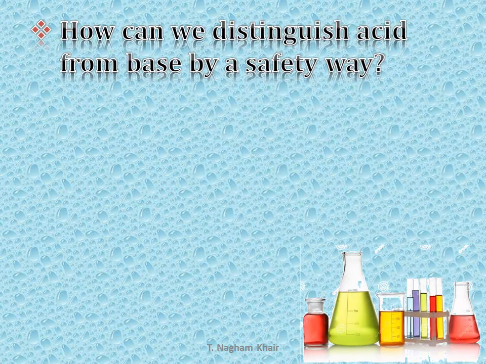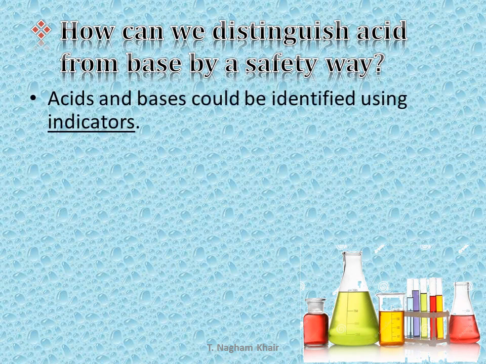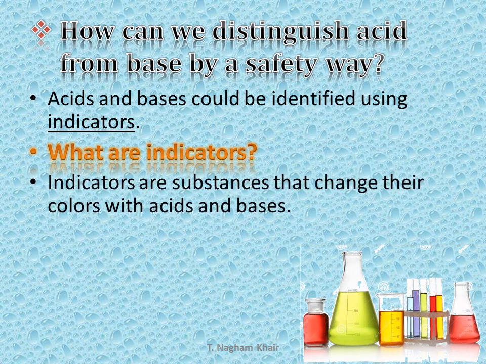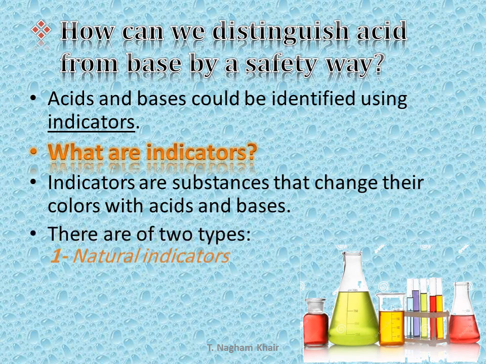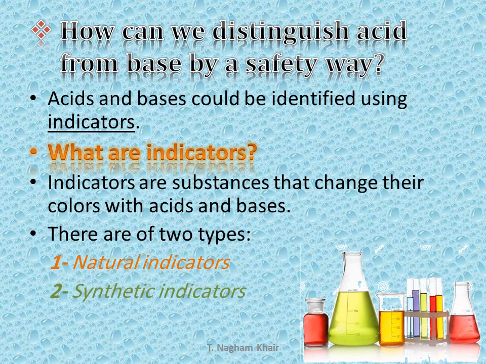But how can we distinguish acid from base in a safe way without tasting? This can be done by using substances called indicators. What are indicators? Indicators are substances that change their colors with acids and bases. There are two types of indicators. The first type is the natural ones. And the second type is the synthetic indicators.